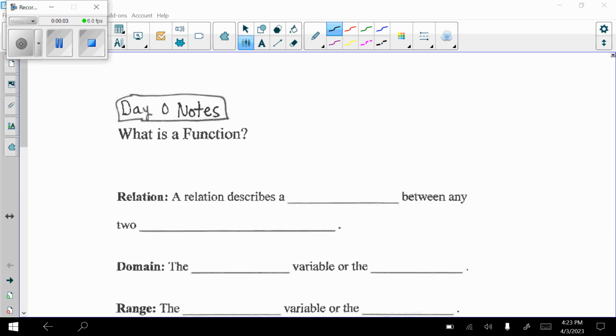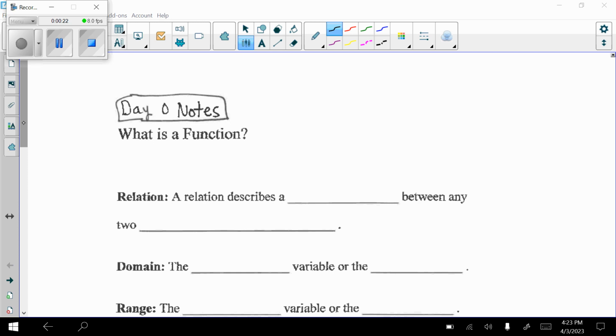So quadratics part 1, this is the day 0 notes, kind of an intro to quadratics and the difference between a function and a relation, domain and range, and a little bit of evaluating functions. Okay, so to get started, we have a relation.